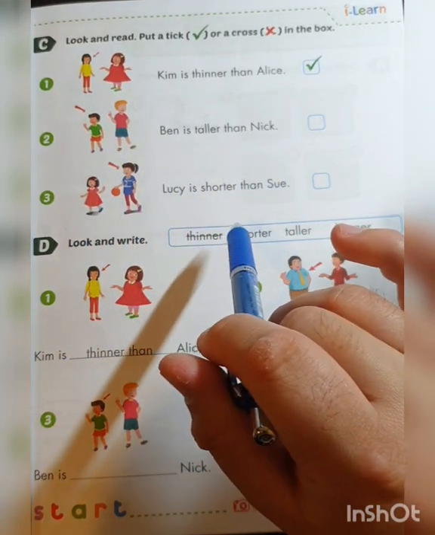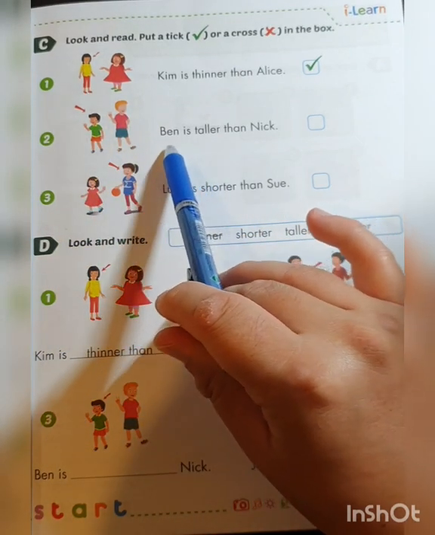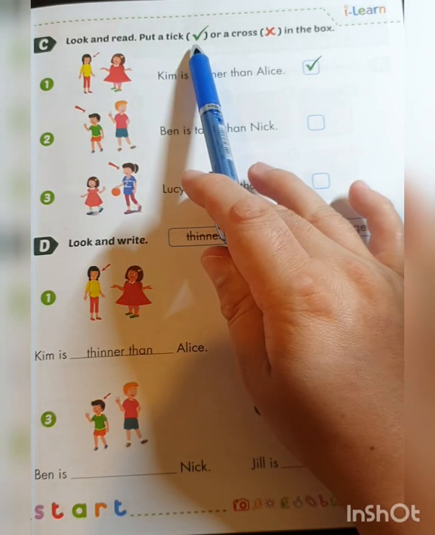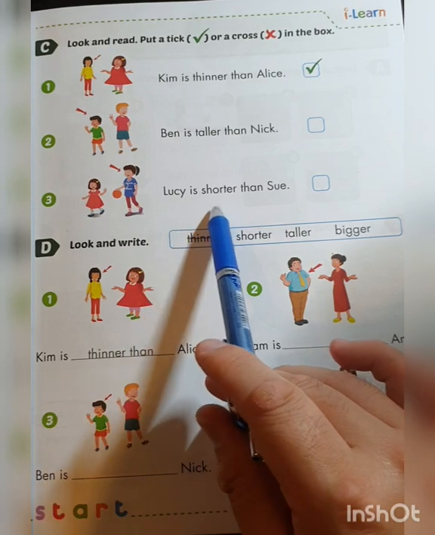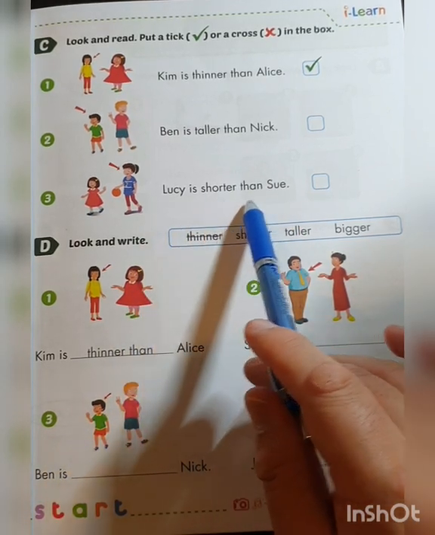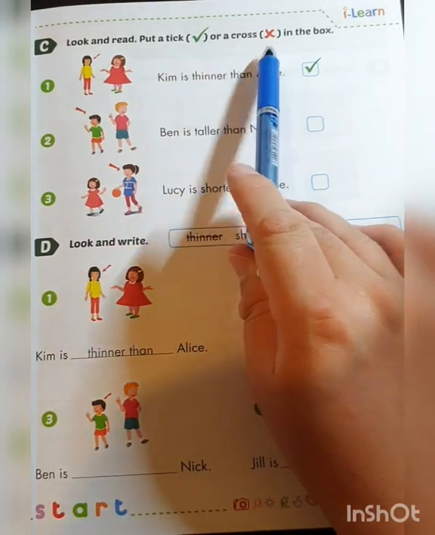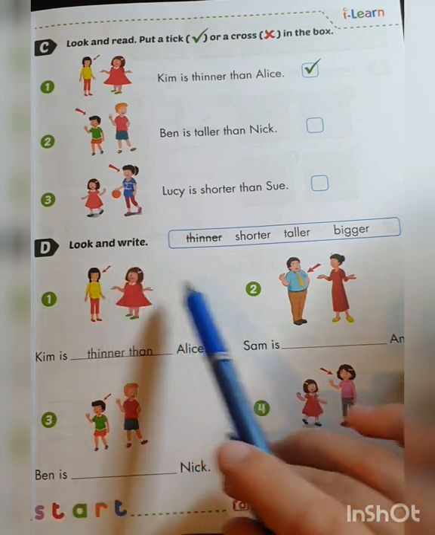Ben is taller than Nick. I will not help you describe this picture. So Ben is taller than Nick. Yes or no? Number 3, Lucy is shorter than Sue. Lucy is shorter than Sue. Yes or no? And then exercise D, look and write.